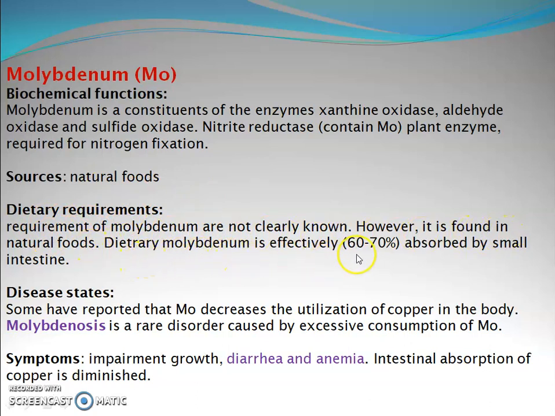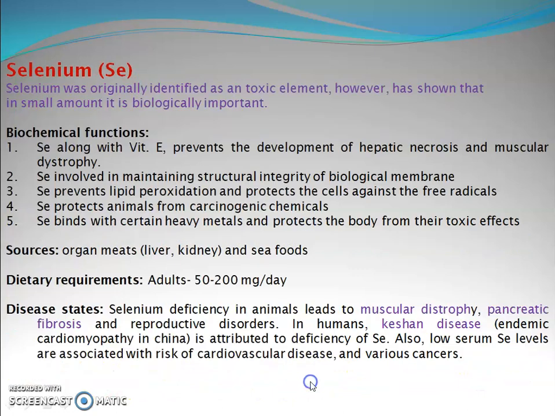Dietary molybdenum is efficiently, 60 to 70%, absorbed by the small intestine. Disease state: some have reported that molybdenum decreases the utilization of copper in the body. Molybdenosis is a rare disorder caused by excessive consumption of molybdenum. Symptoms include impairment of growth, diarrhea, anemia. Intestinal absorption of copper is diminished.